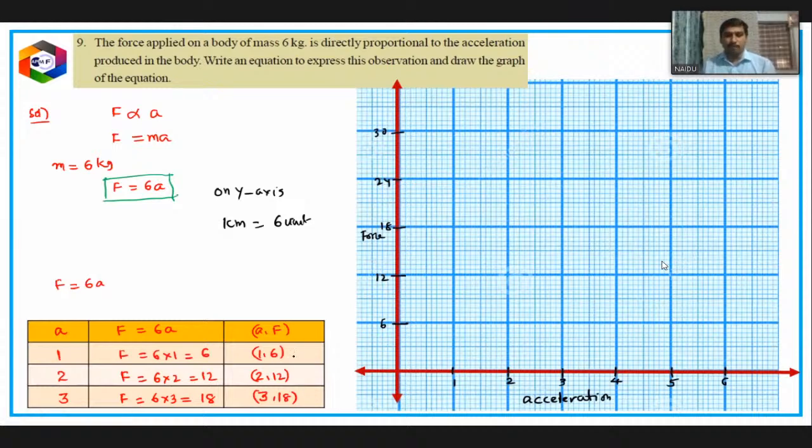Now I'm going to plot the point (1, 6): horizontal 1, vertical 6. So this is the point that represents it. And (2, 12): horizontal 2, vertical 12. Next, horizontal 3 and vertical 18, so (3, 18). Now we have plotted these 3 points: this is (1, 6), this is (2, 12), and this point is (3, 18). Now we have to draw the line joining these 3 points.